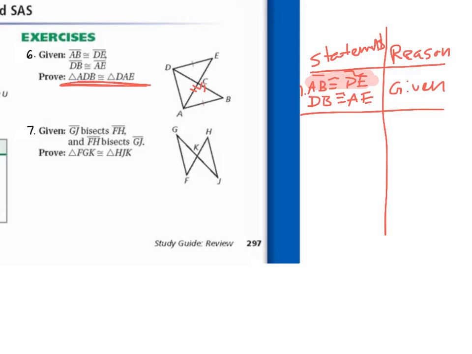DA, and what's DA congruent to in both triangles? DA. So step 2 is DA is congruent to DA. And what's our reason there? Reflexive. So I'm going to put 3 tick marks there. So now we have that 3 pairs of sides are congruent.